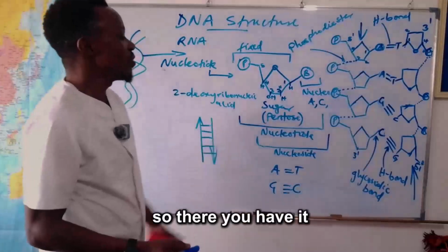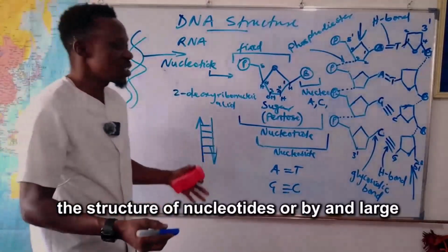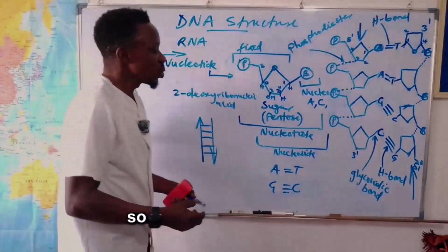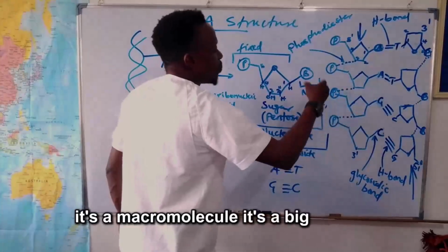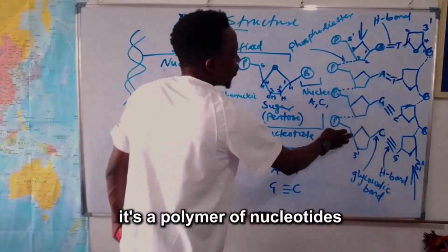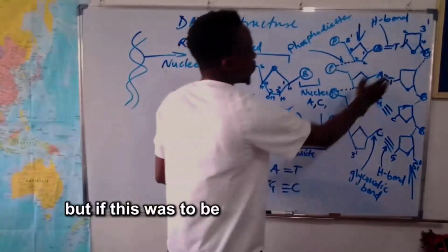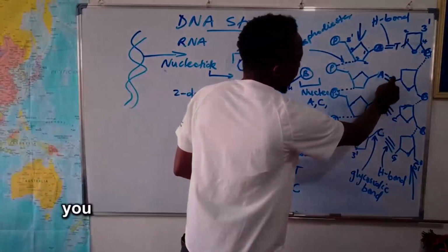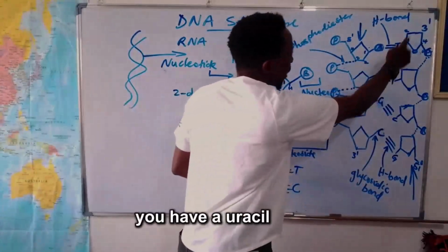So there you have it, the structure of nucleotides, or by and large, the structure of DNA. So DNA is just a repetition. It's a macromolecule. It's a big molecule. It's a polymer of nucleotides. It's a repetition of this nucleotide. But if this was to be an RNA, instead of a T here, you are going to have a U, a uracil.